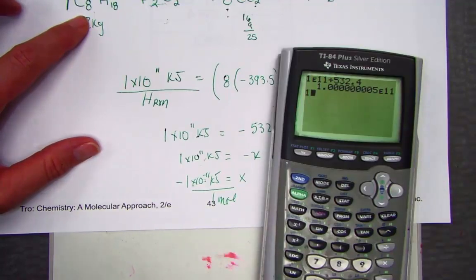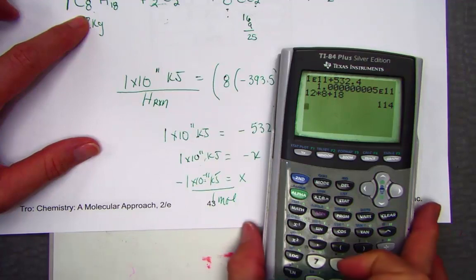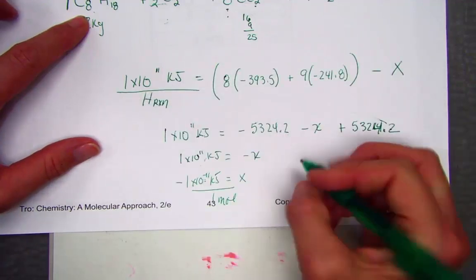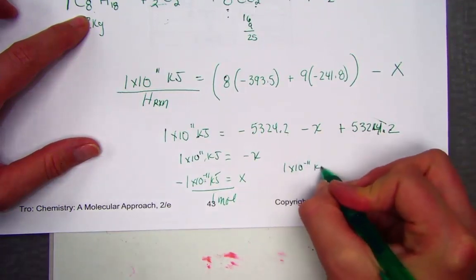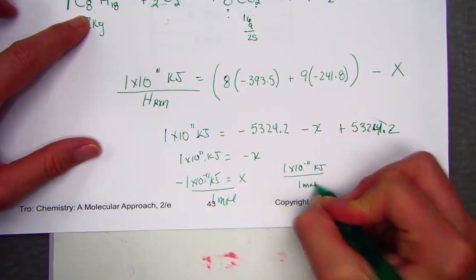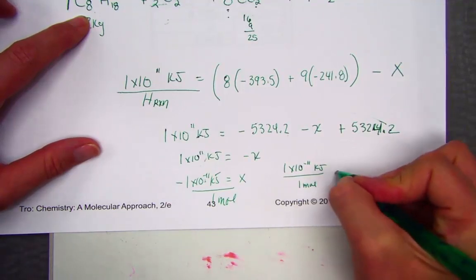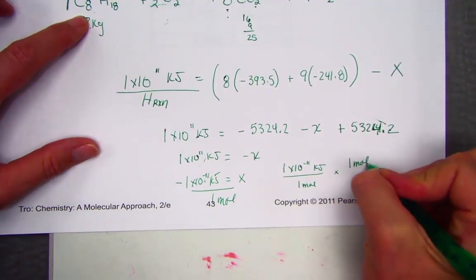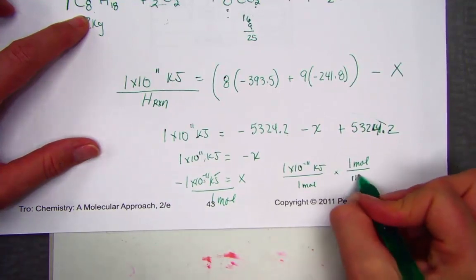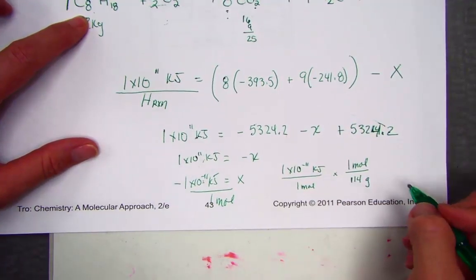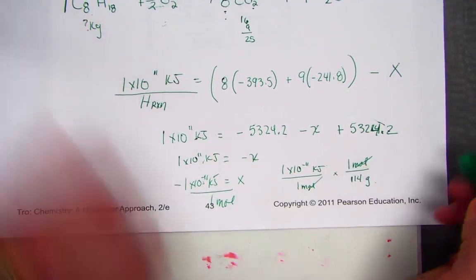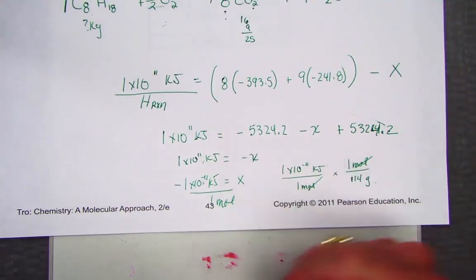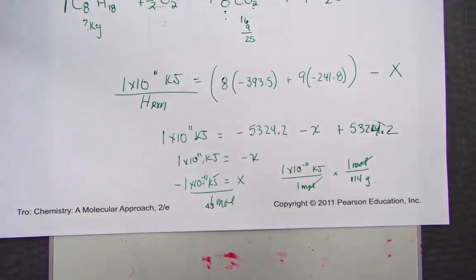Let's take 12 times 8 plus 18, finding the molar mass of octane, which is 114. So 1 times 10 to the negative 11th kilojoules, and that's for every 1 mole. 1 mole would have a weight of 114 grams. Moles have canceled, and we're going to get a kJ per gram, telling us how many grams we'd have to burn. It will not be a large number, and we'll just ask you to flip to a kJ.